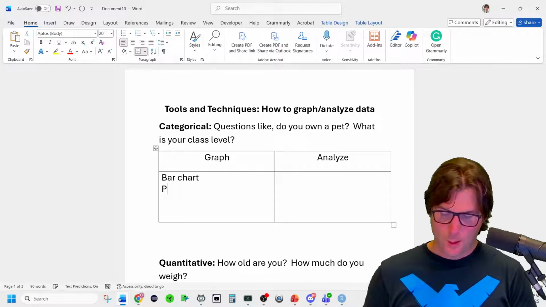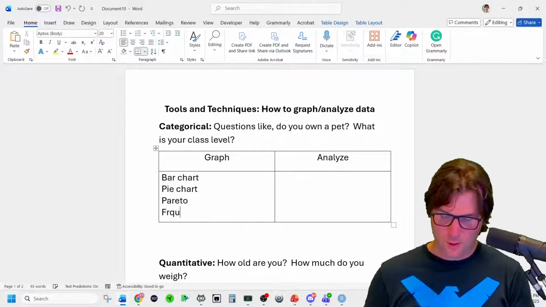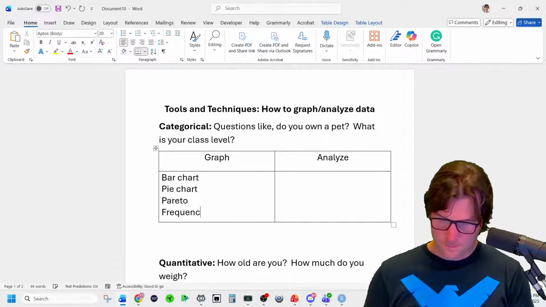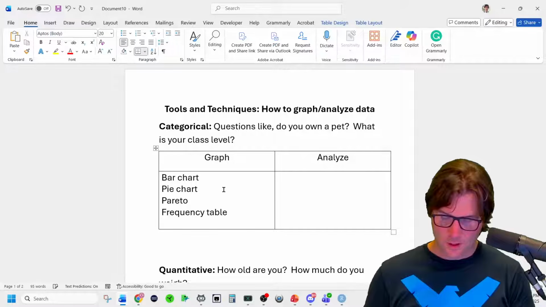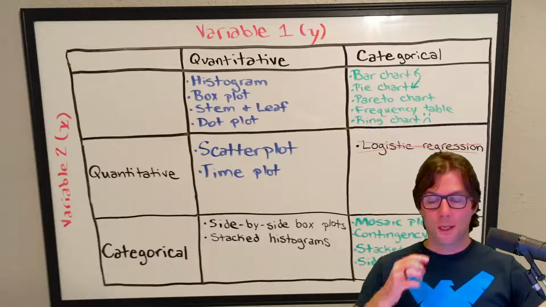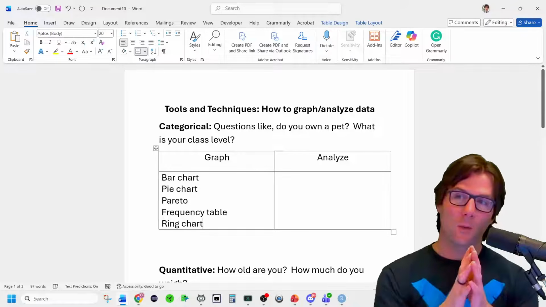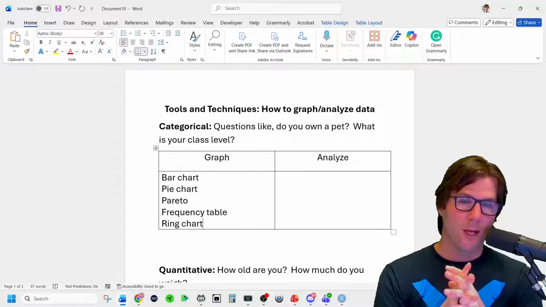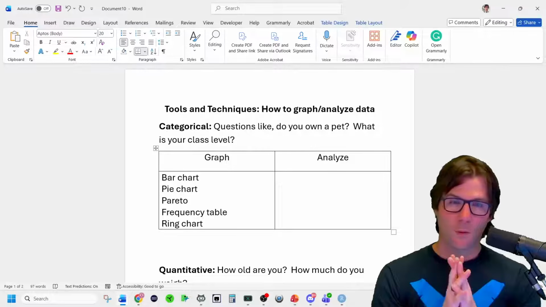Anything else? Pie chart, Pareto, frequency table, and ring chart. It's literally this portion right up there. I think I got them all, but you should have a decent understanding. We say you can make a bar graph of your favorite pies. You can make a pie graph of your favorite bars. Marshall from How I Met Your Mother.